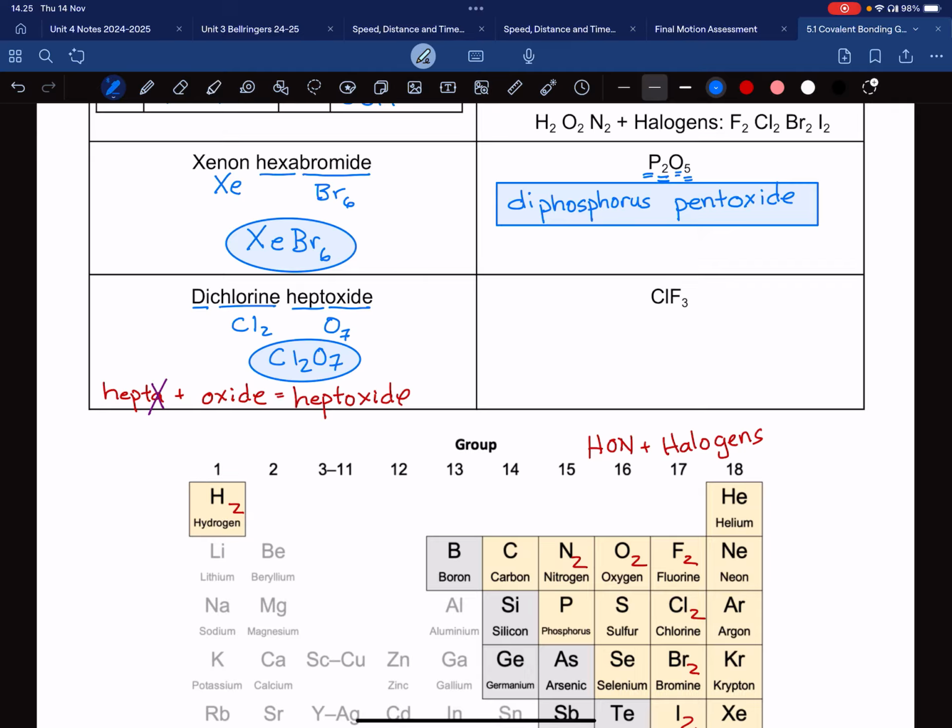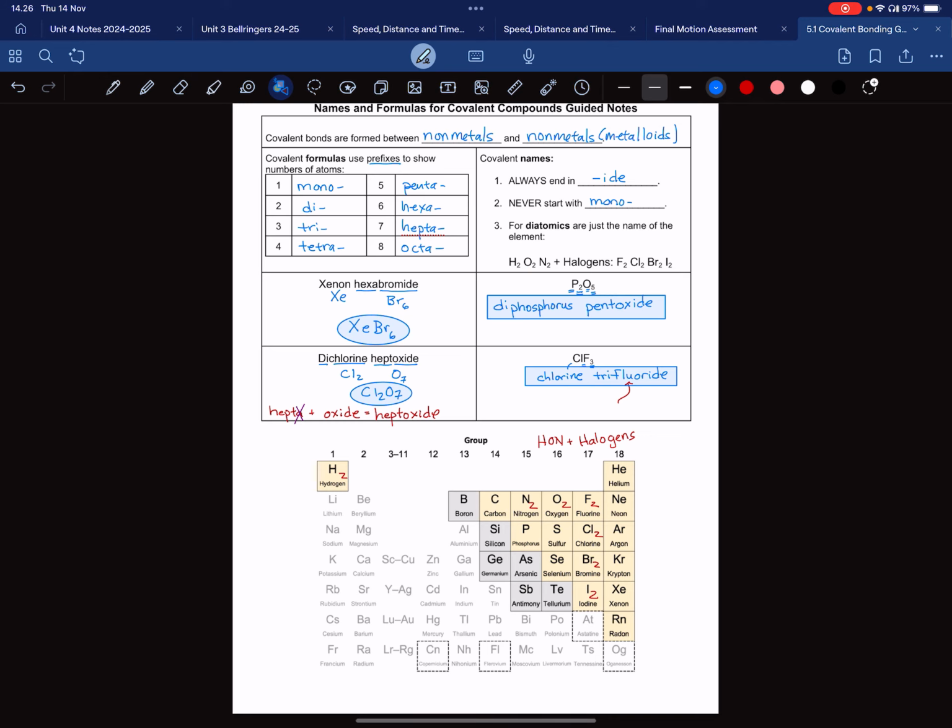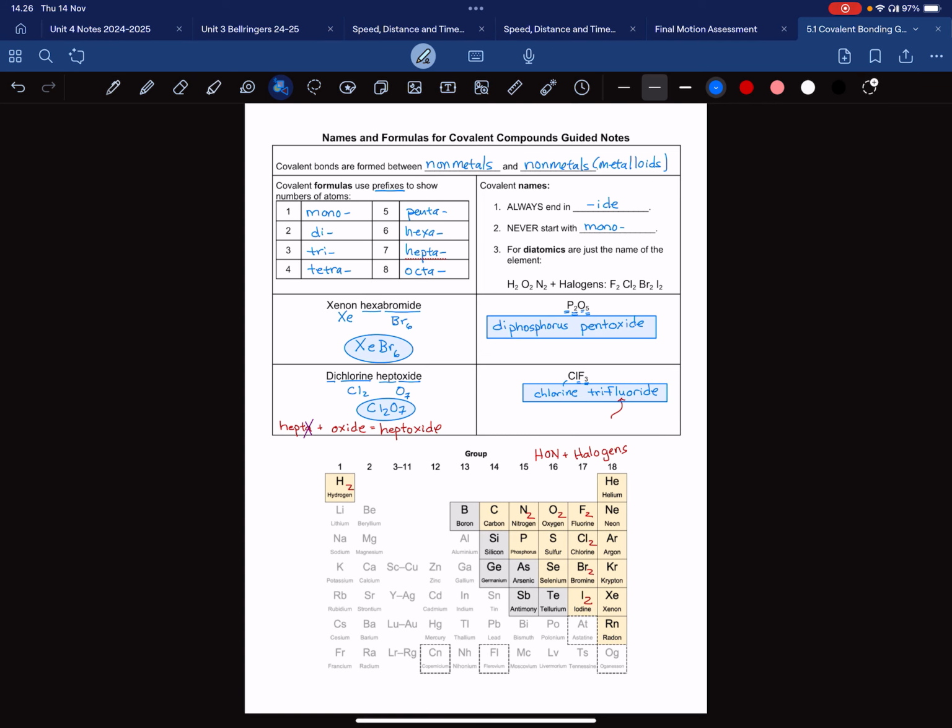And finally, we have chlorine. It is not going to be monochlorine because you never put a mono in the first part. That is a tri, and that is fluoride. Now, another thing that students tend to mess up a lot, that U goes before the O in fluoride. I don't know exactly why it's spelled that way, but it is spelled that way, and so we need to keep that in mind. And there you go. Those are the rules for naming and writing formulas for covalent compounds.